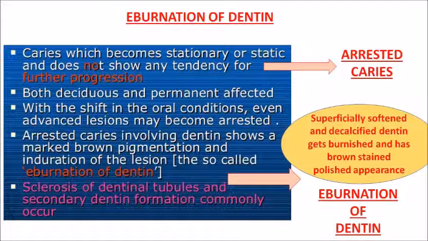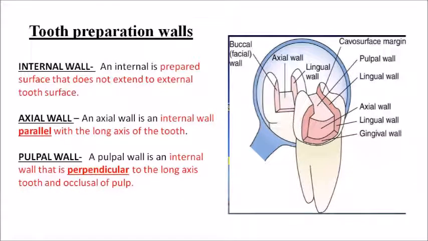Please remember, whenever we come across a carious process in a tooth surface, whenever there is a caries or cavity, we have to prepare a cavity. That is called cavity preparation, and ideally it should receive a restorative material which can re-establish the tooth form and function. Now, in this tooth preparation, there are some walls which are called internal walls, axial wall, pulpal wall, etc. These walls are a very important point in tooth preparation.